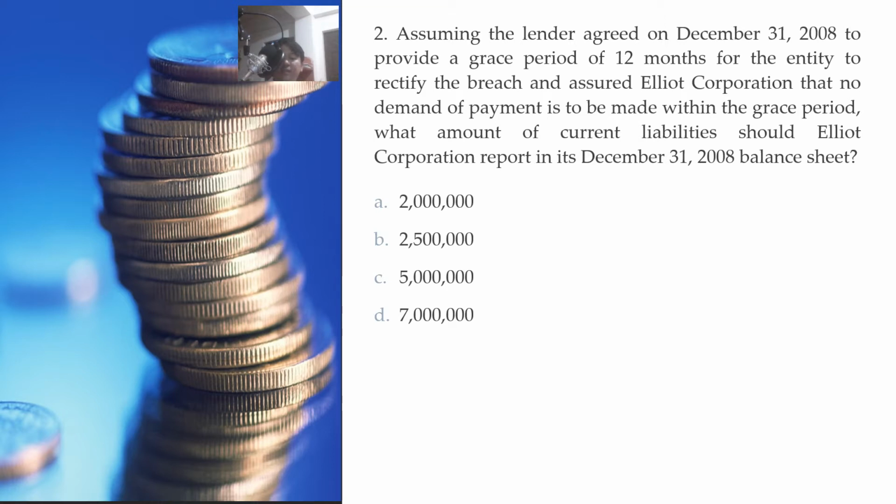So, kung hindi na magiging due yung 5 million, so, ang sagot is letter A. It's 2 million. So, hindi na due yung 5 million. So, 2 million na lang.